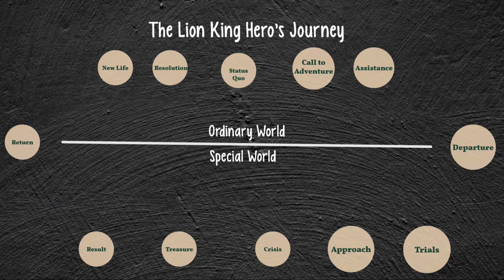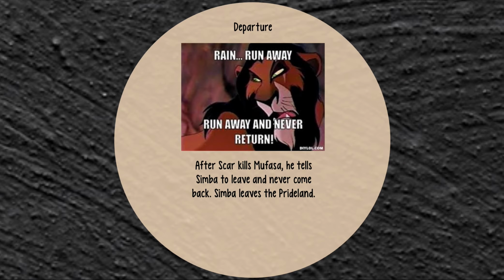Now, we're going to move out of the ordinary world and into the special world, and we're going to do that through the step called the departure. In the departure, our hero is in the ordinary world, and something happens or a choice is made where they leave that world for a new one. In this story, Scar tells Simba to run away and never return after his dad died. And Simba does this. He runs. He leaves the Pride Land, which is his ordinary world. So he's not in the Pride Land anymore. Now he's in his special world.